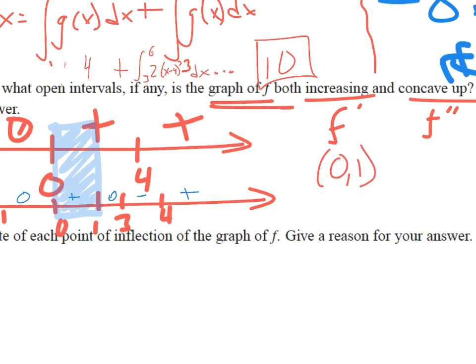And then we're looking for another concave up. Here's another concave up section, and that's from 4 to infinity, and that's also increasing. That's positive, and so we can say from 4 to infinity.